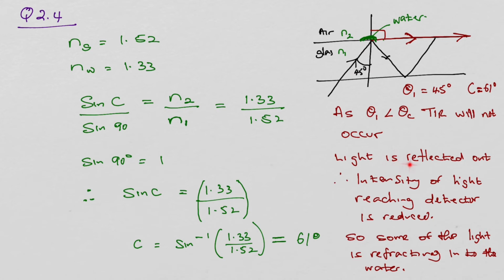So the light is refracted out into the water rather than going along the glass to the detector. And therefore, the intensity of light reaching the detector is reduced. So some of the light is refracting into the water. Don't forget that we do still have partial reflection reaching the detector. That's a partial reflection, not refraction.